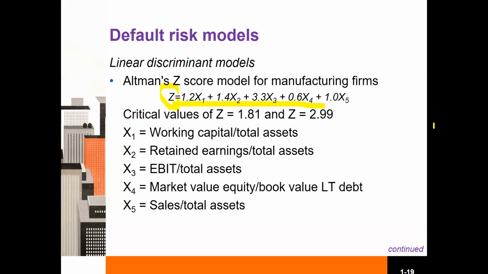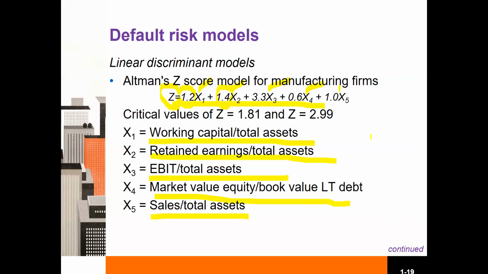So this is essentially Altman's discriminant function, where we see that the default probability of a firm is based on 5 variables, X1, X2 up to X5. X1 is working capital to total assets. X2 is retained earnings to total assets. X3 is EBIT to total assets. X4 is market value of equity to book value of long-term debt, and X5 is sales to total assets. So for US manufacturing firms, this model was estimated and the estimated parameters are already there.